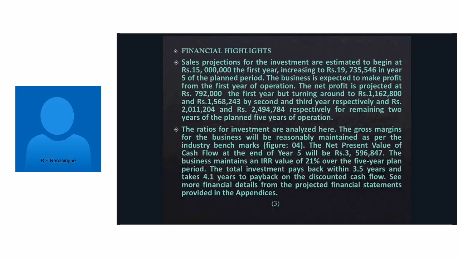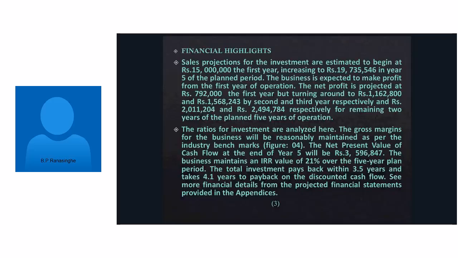in the second year. The third year about 1.5 million, and 2 million around the fourth year, and 2.4 million at year 5. So when we analyze the ratios, the gross margin for the business will be reasonably maintained as per the industry benchmark. We can see the figures later.